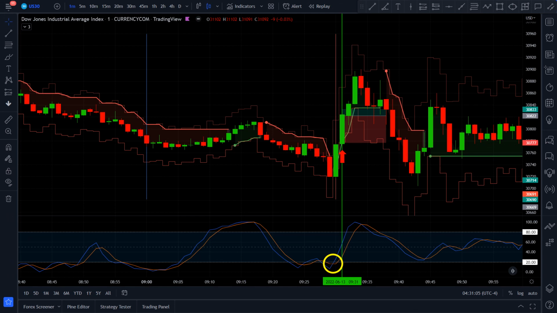Keep in mind that we only consider a stochastic RSI cross valid if previously both of the lines have gone below the 20 level. Here, as you can see, we had a cross up and just 3 candles later the range breakout to the upside happened. So this is a valid long entry point.